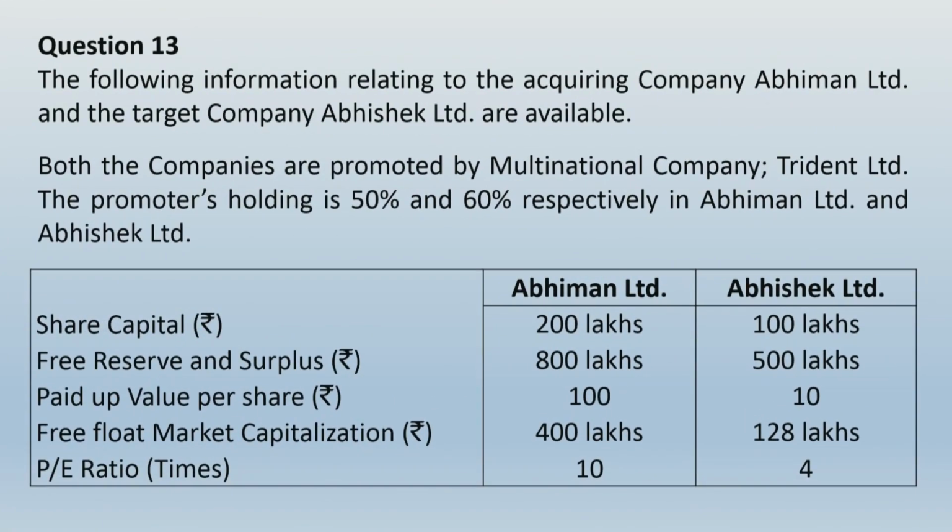Question number 13. The following information relating to acquiring company Abhiman Limited and the target company Abhishek Limited are available. Both the companies are promoted by a multinational company, Trident Limited. The promoters holding is 50% and 60% respectively in Abhiman Limited and Abhishek Limited.